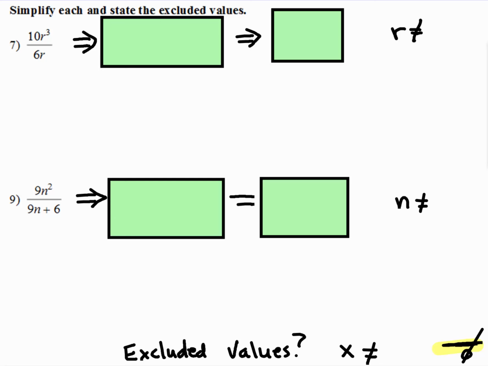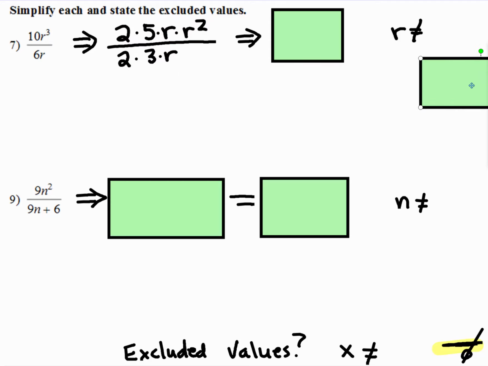So when it says state the excluded values, whatever values cause the denominator to be 0, that's what the variable cannot equal. So the first thing I'm going to do is break these down into prime factorization. Notice this says r cubed and this is over r. Well, r cubed is the same as r times r squared. So that's what I'm breaking that down to. 10 is the same thing as 2 times 5. R cubed is r times r squared.